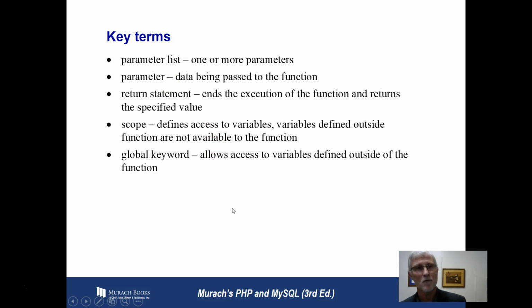So just keep in mind, a parameter list is one or more parameters. A parameter is just basically data that's being passed to a function. Return, at the end of execution, returns a specific value, and it returns to the statement right after the call. Now, keep in mind when you're declaring variables with a function, if variables are assigned outside of your function, you've got to use the global keyword. Any variable you declare inside your function is only usable by that function. So just keep that in mind.